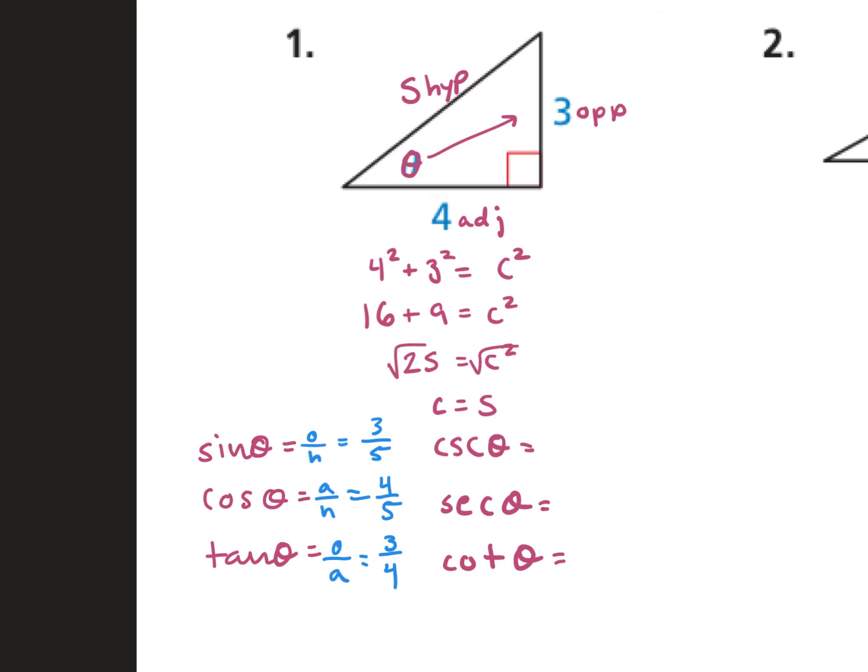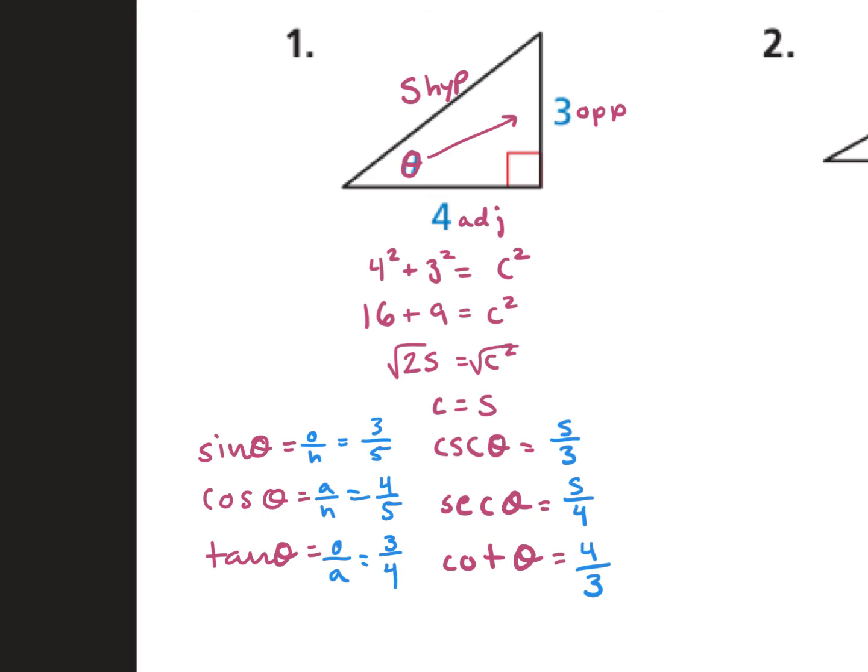Now we know cosecant is the reciprocal of sine, so we can just flip sine. So instead of being 3 over 5, we have 5 over 3. Secant's the reciprocal of cosine, so instead of 4 over 5, we have 5 over 4. And cotangent's the reciprocal of tangent, so instead of 3 over 4, we have 4 over 3. So we just flip the respective reciprocals.